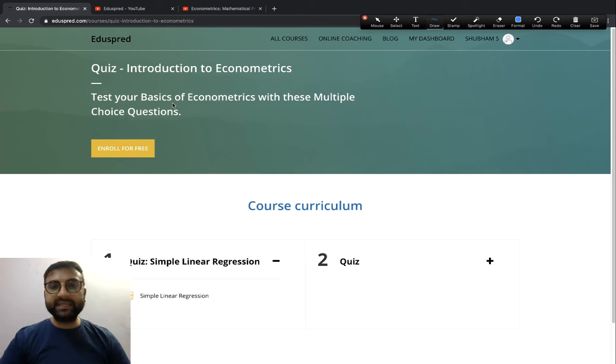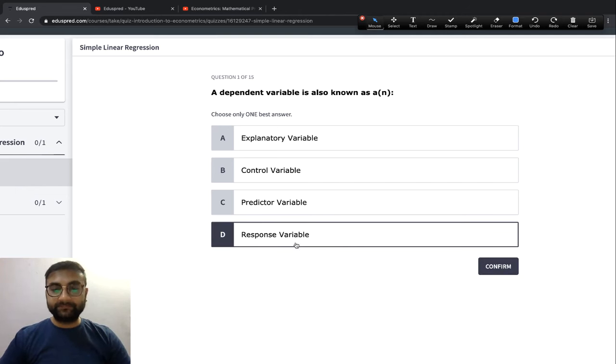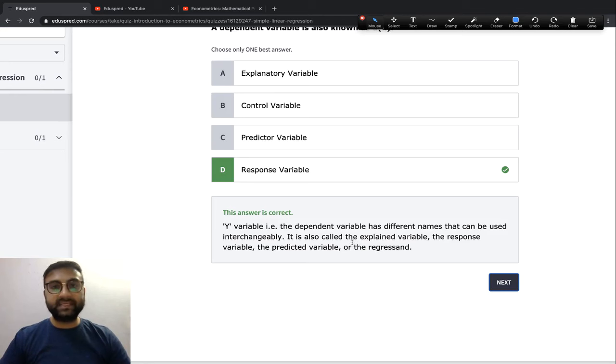So the first question is, a dependent variable is also known as, well, the right answer is part D, response variable. Okay, now see, this is something that you should know, that your y variable, that is your dependent variable, and your x variable, that is your independent variable, they have different names. For example, y variable has these names, so it can be called explained variable, response variable, predicted variable, or the regressant.